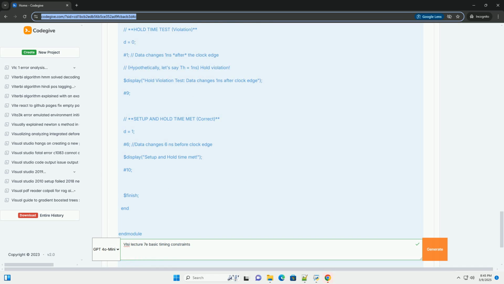9. Metastability mitigation in clock domain crossing, CDC. Metastability is a serious concern when signals cross between clock domains. Here's why, and how to mitigate it.